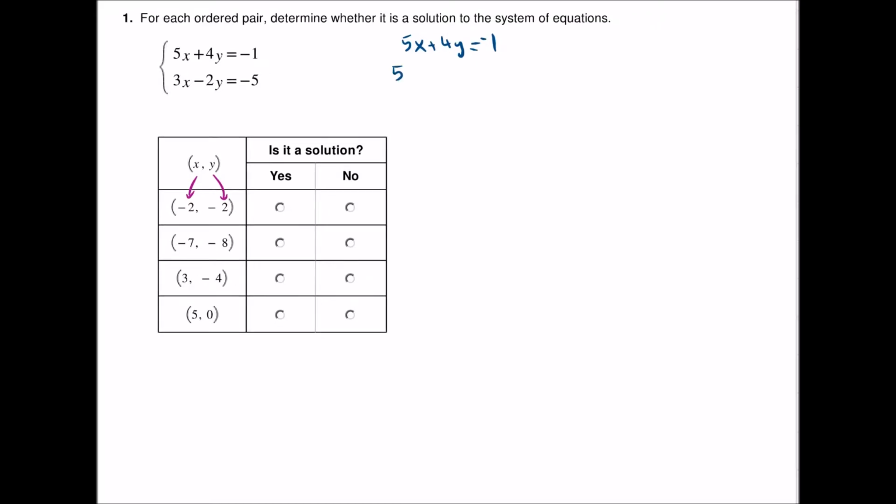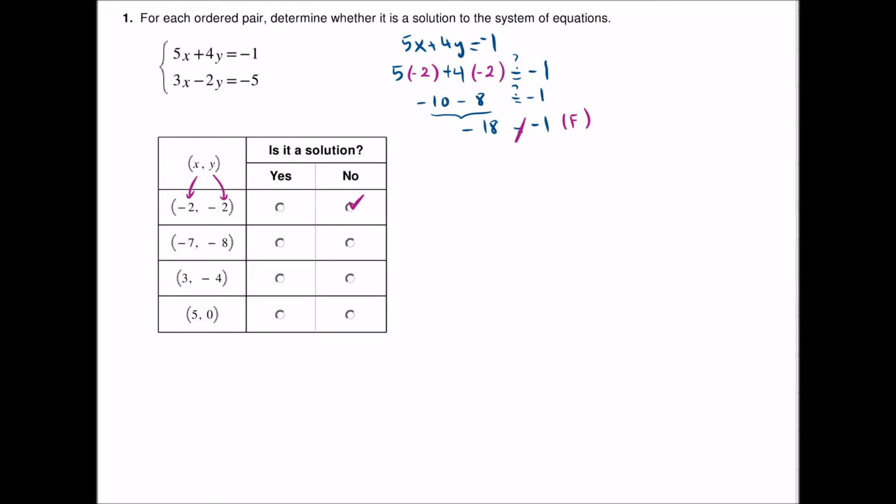We will have 5 times -2 plus 4 times -2 equal to -1. And we're going to check, is that true? 5 times -2 is -10 and 4 times -2 is -8. Is that equal to -1? Since they both have a negative sign, you add them. That gives you -18 equal to -1. And clearly that is a false statement. It's not true. Since it's false, you don't need to check the second equation. This is a no. This point is not a solution.